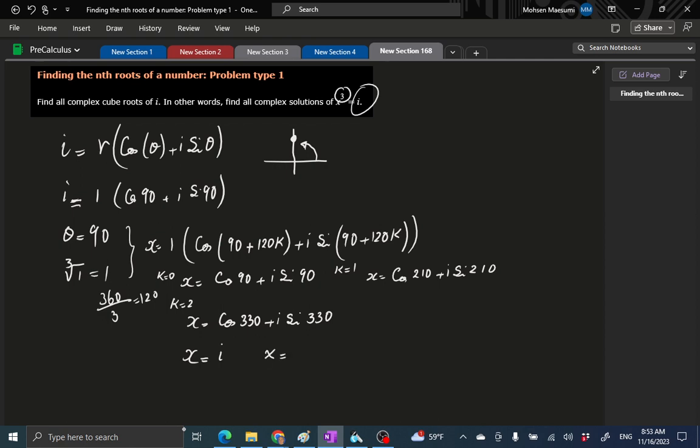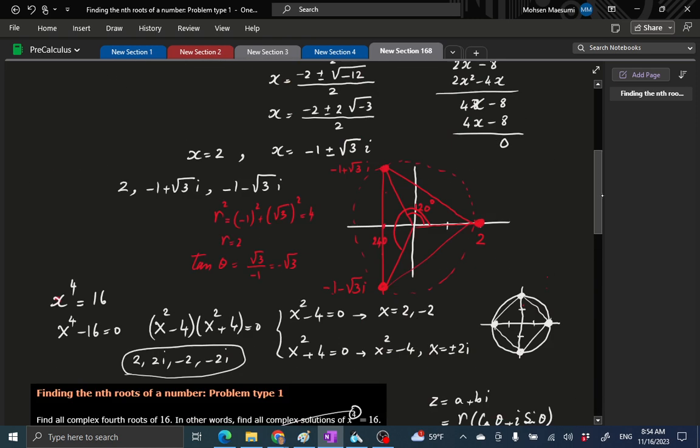Next solution. Cosine of 210. 210 is 180 plus 30, so that is going to be minus radical 3 over 2. And sine of 210 is going to be minus 1/2. Third root, x is going to be cosine of 330. 330 is the same as minus 30. That's how I remember them. The radical 3 over 2. Sine of 330 is minus I times 1/2. These are the three roots.